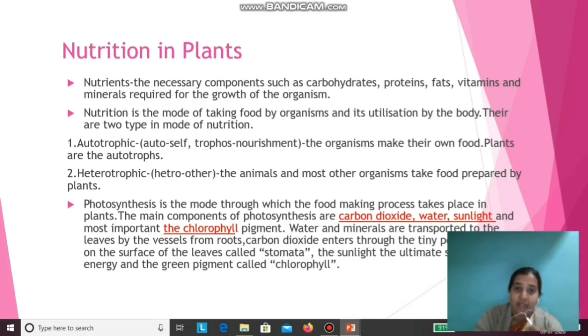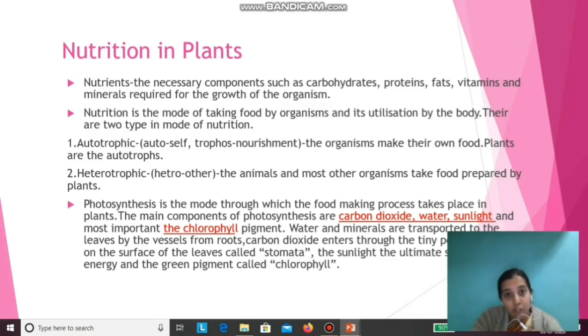Yes? Then we have studied something called as nutrition. Nutrients, these are the components, necessary components. But when it comes to nutrition, it is the mode of taking food by the organisms. It's the mode of how you take the food. That's called as nutrition. In case of nutrition, there are two types of mode of nutrition, that is autotrophic and heterotrophic.